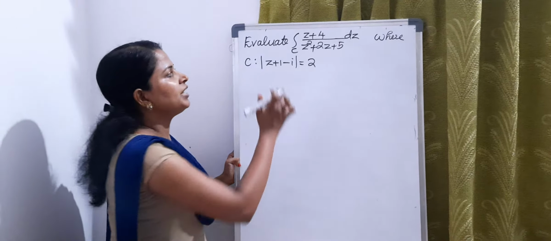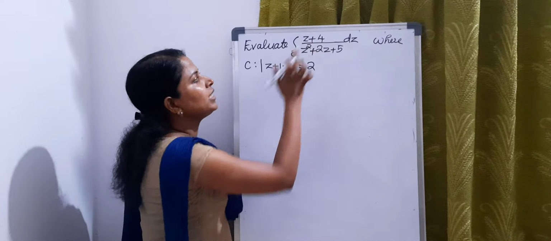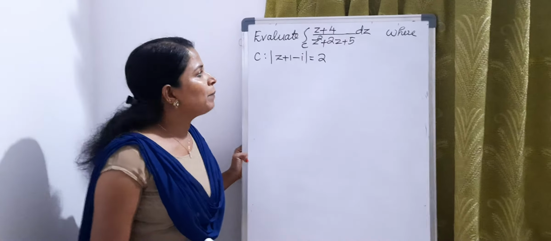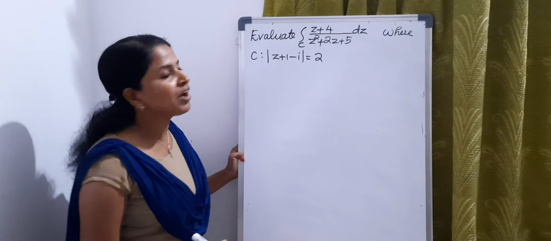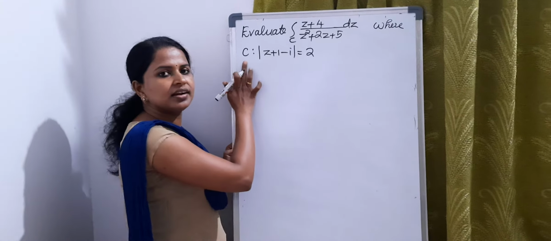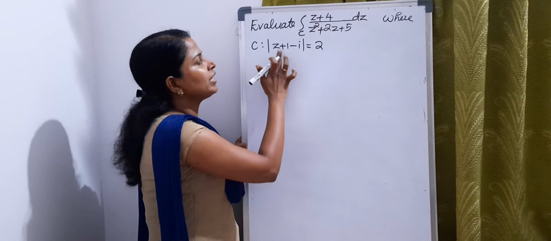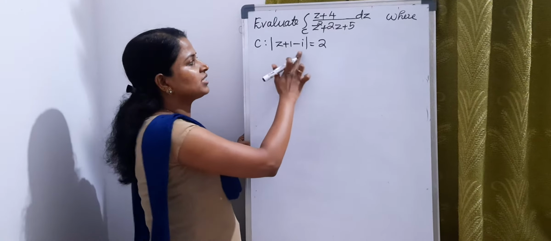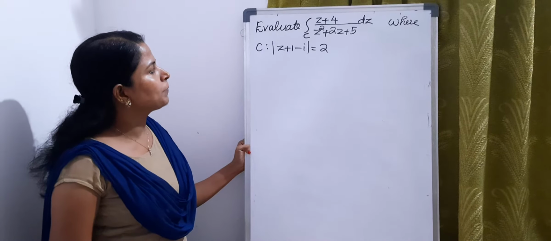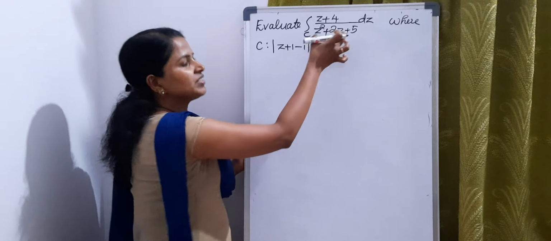Evaluate the integral over C of (z + 4) / (z² + 2z + 5) dz, where C is the circle |z + 1 - i| = 2. Okay. Evaluate this integral.